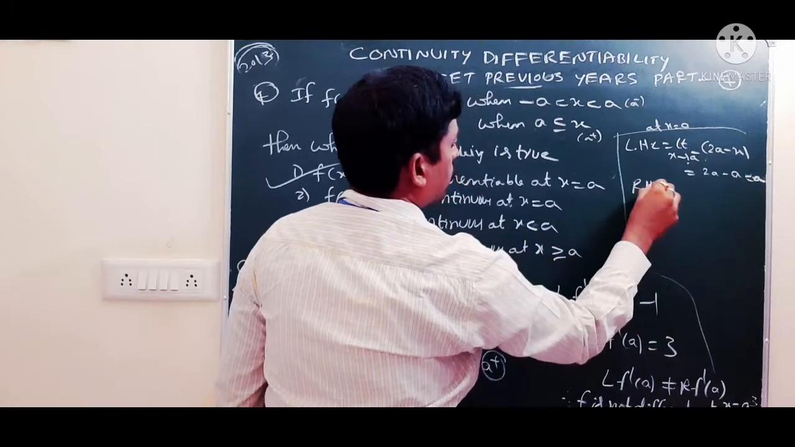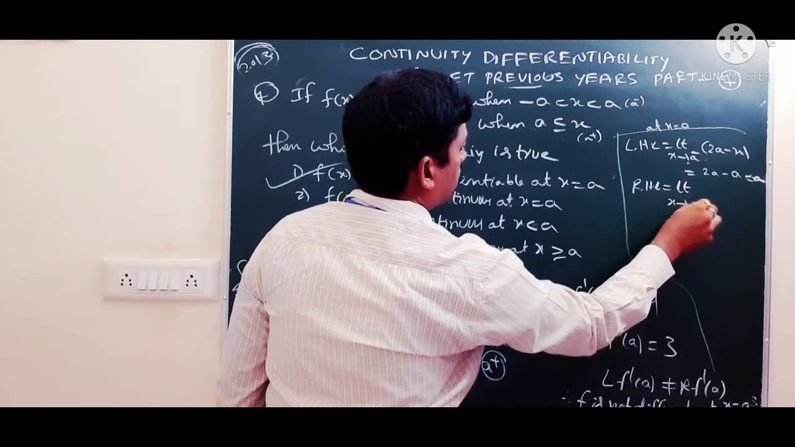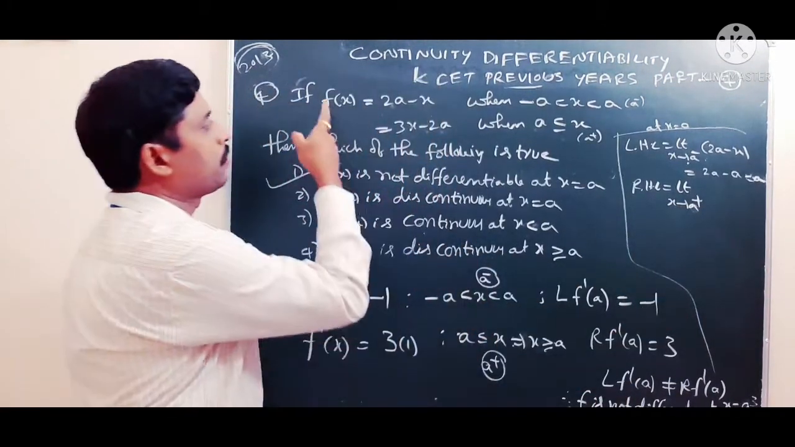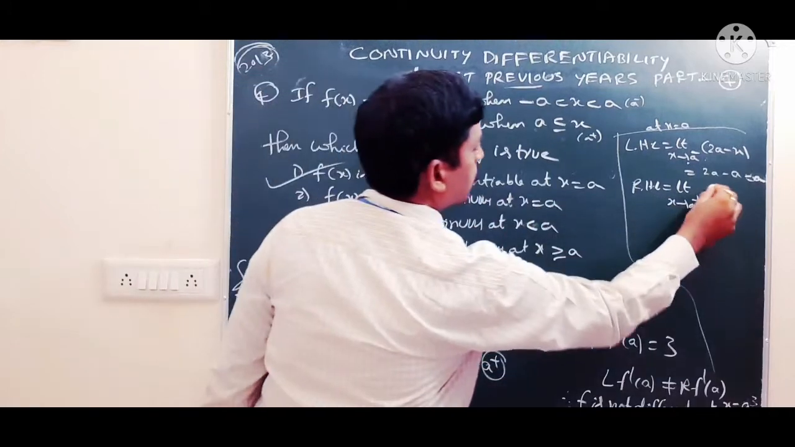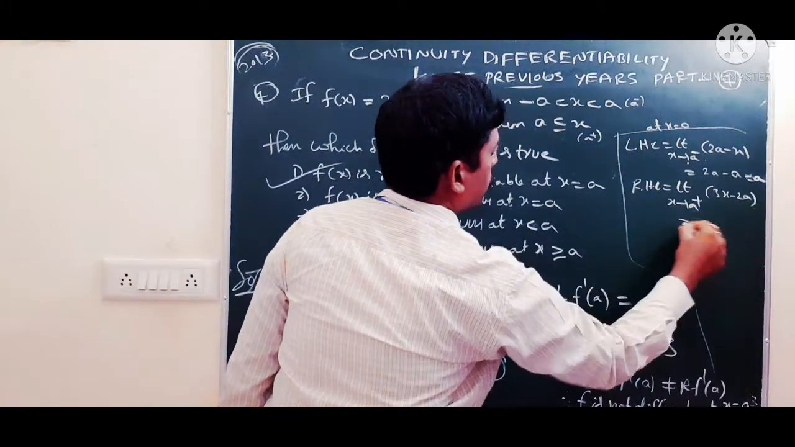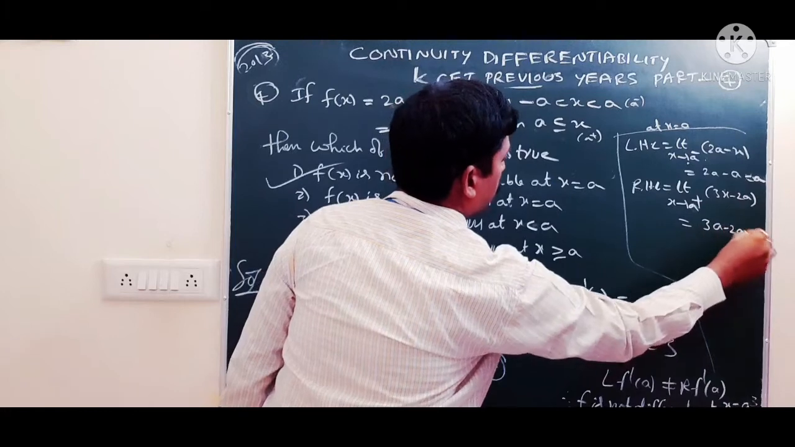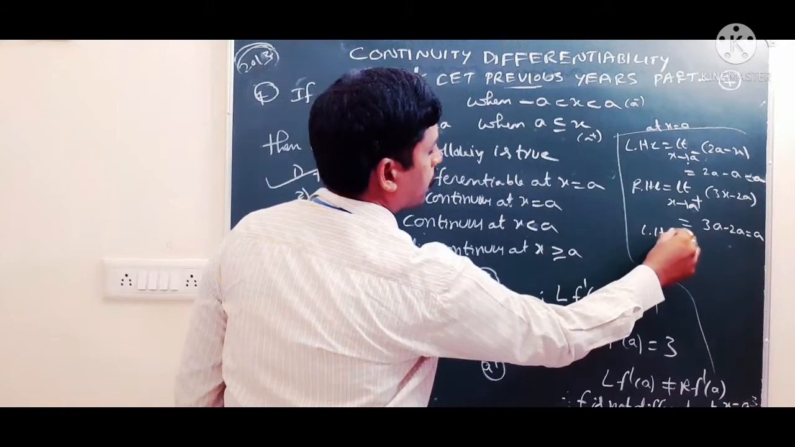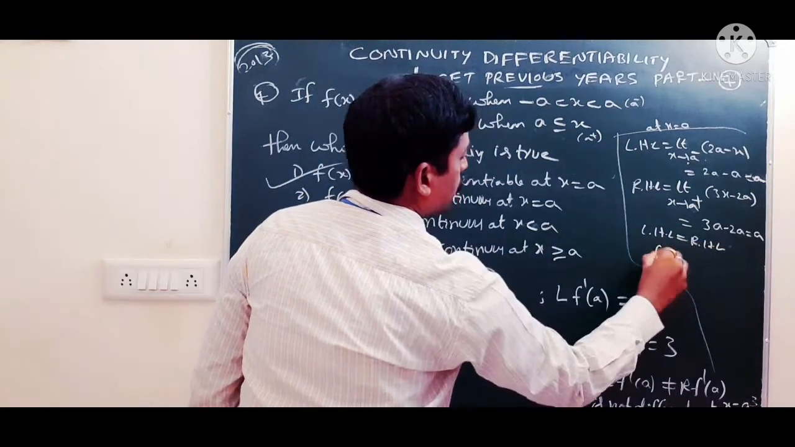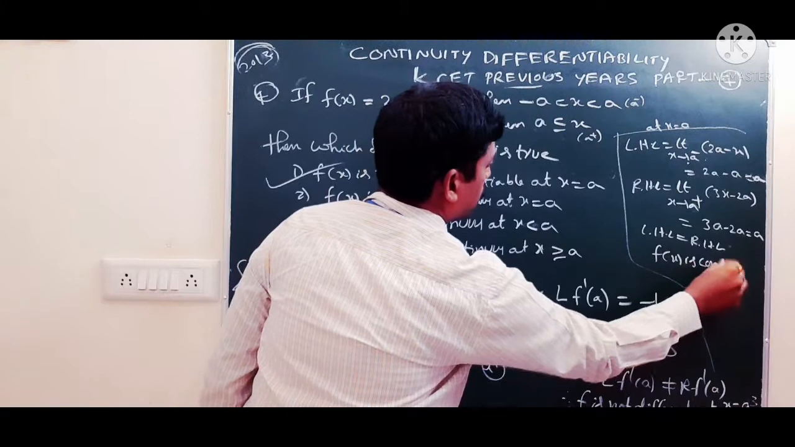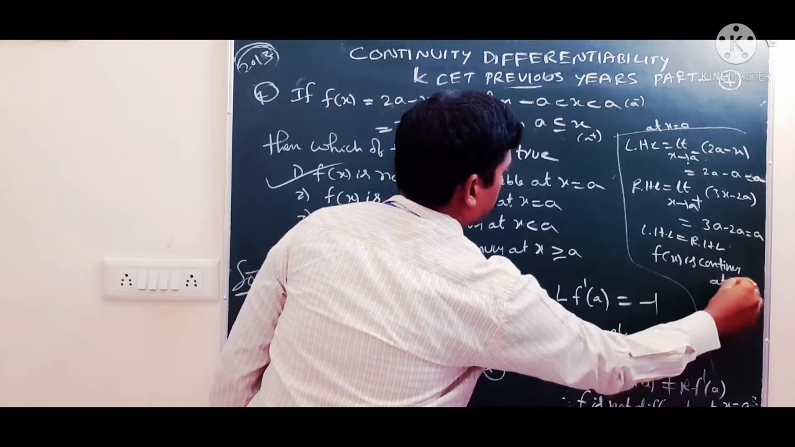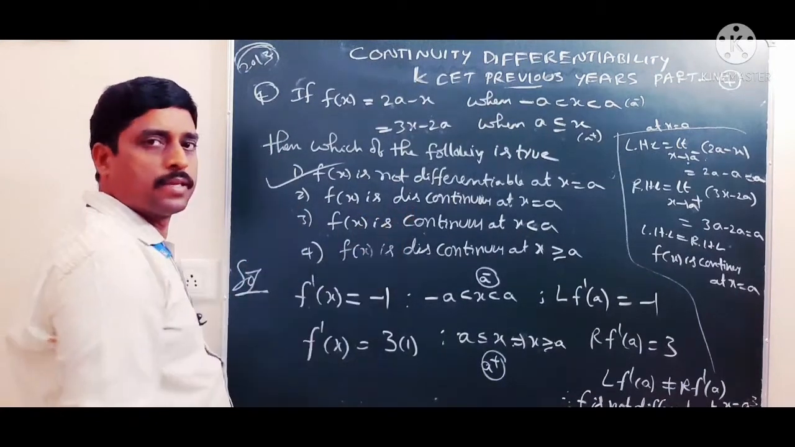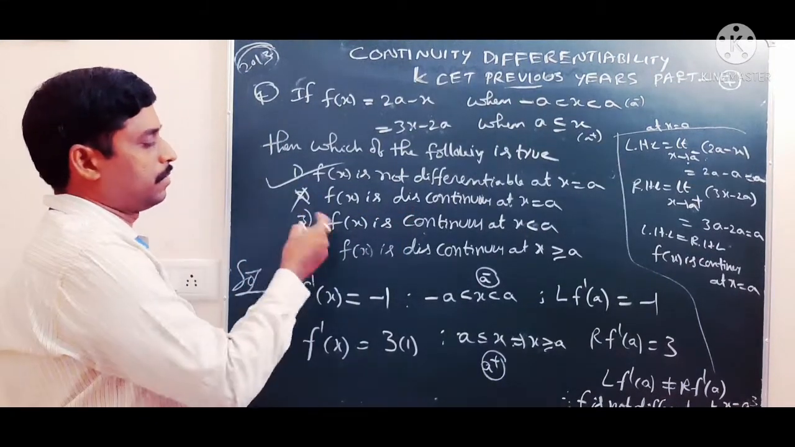And the right hand limit is the limit as x tends to a plus of f of x, that is 3x minus 2a. Substituting x as a, this will be a. So the left hand limit and right hand limit are both equal. Therefore f of x is continuous at x equal to a. But the statement says f of x is discontinuous at x equal to a. This is wrong, so the remaining options are also wrong.